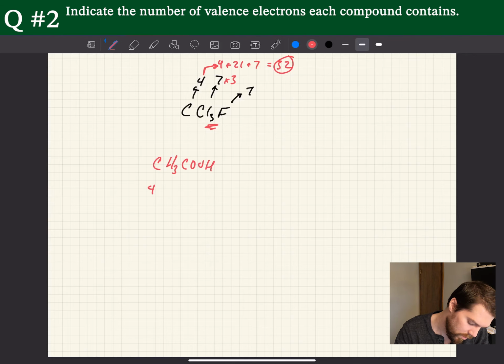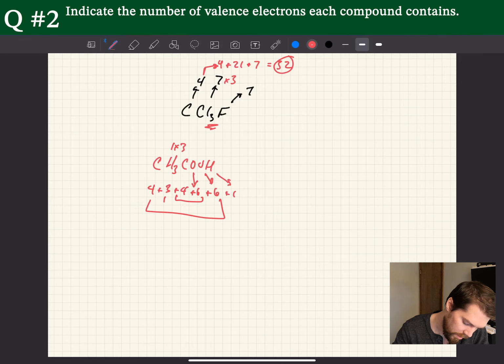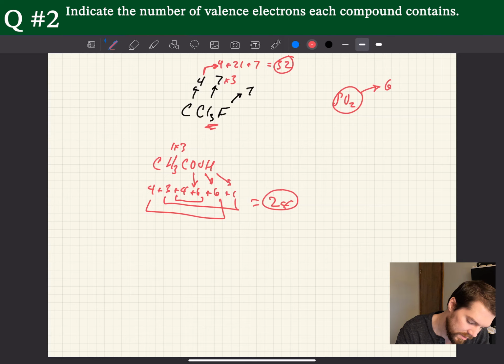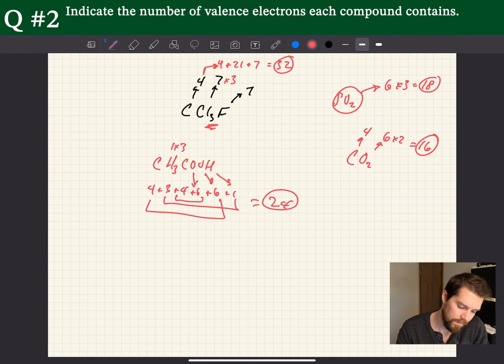CH3COOH. All right, so this is 4. This is 1 times 3 for hydrogen, so that's plus 3, plus another 4. Oxygen, plus 6, another oxygen, plus 6, another hydrogen, plus 1. That's probably the worst way to do that. There's 10, there's 20, there's 4. So that's 24 total. SO2: I know all of these are in group 6, so that's 6 times 3, and that's 18. We're done there. And CO2: carbon is in group 4, oxygen is in group 6 times 2, so 12 plus 4 gives us 16. Pretty straightforward. Let's keep on pushing here.